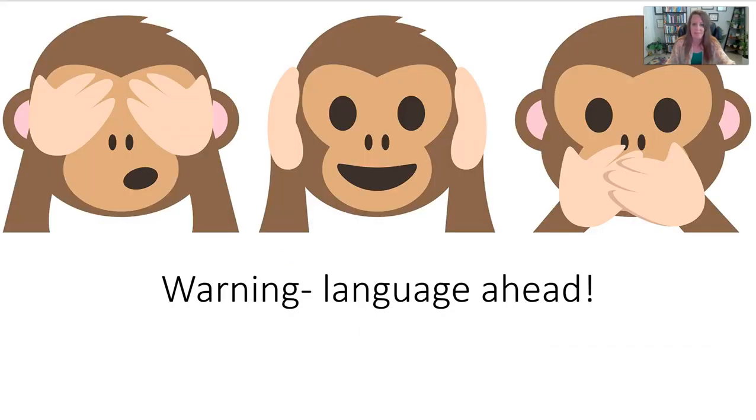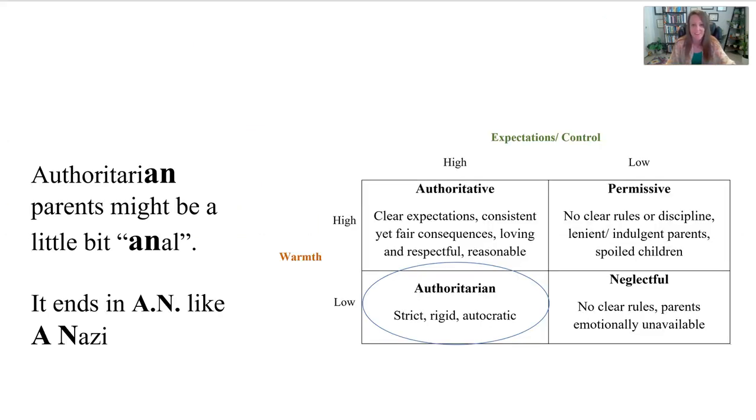Now, little disclaimer, my next one, I'm kind of coloring outside the lines in terms of language, just to demonstrate a technique that I find memorable, but of course you can find something that works for you. Now, authoritarian parents are very strict. They're rigid and autocratic. They're very demanding and controlling and not very loving. They focus on the obedience.